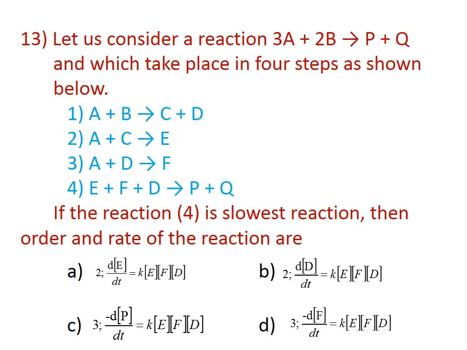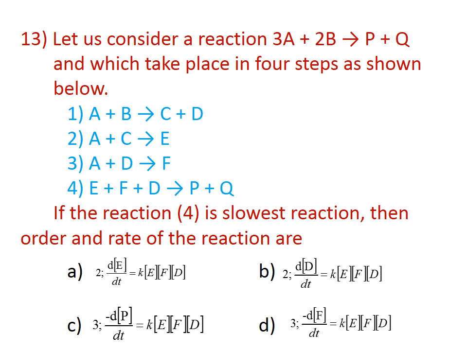Question number 13. Let us consider a reaction 3A plus 2B gives P plus Q, which takes place in 4 steps as shown below. 1. A plus B gives C plus D, 2. A plus C gives E, 3. A plus D gives F, 4. E plus F plus D gives P plus Q. The fourth reaction is the slowest reaction. Find the order and rate of the reaction.